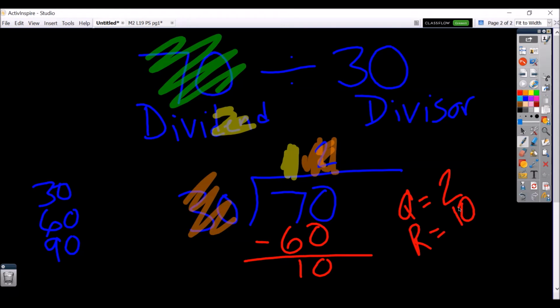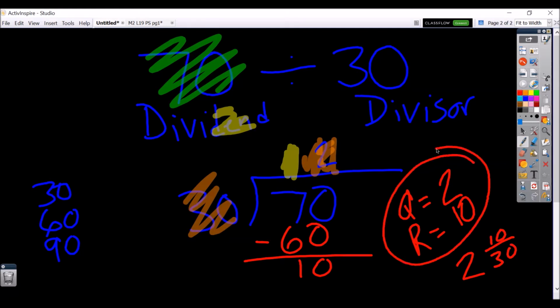But that's kind of like a 4th grade way to write it. Really, we got 2 and 10 parts of 30. Because if we had 30 of it, we would have 3 of them. So we can represent our remainder as a fraction as well. So I wanted to see it in both ways.